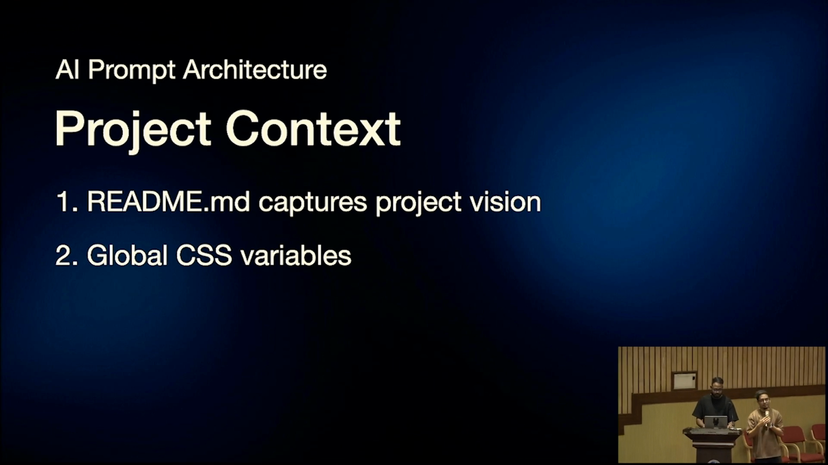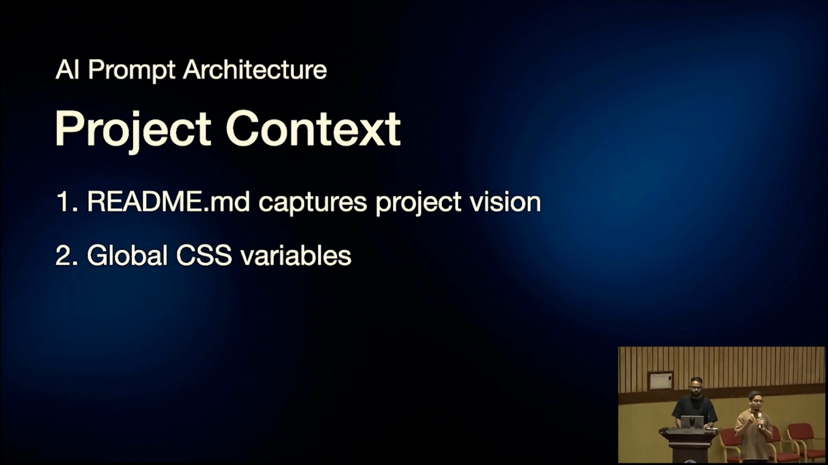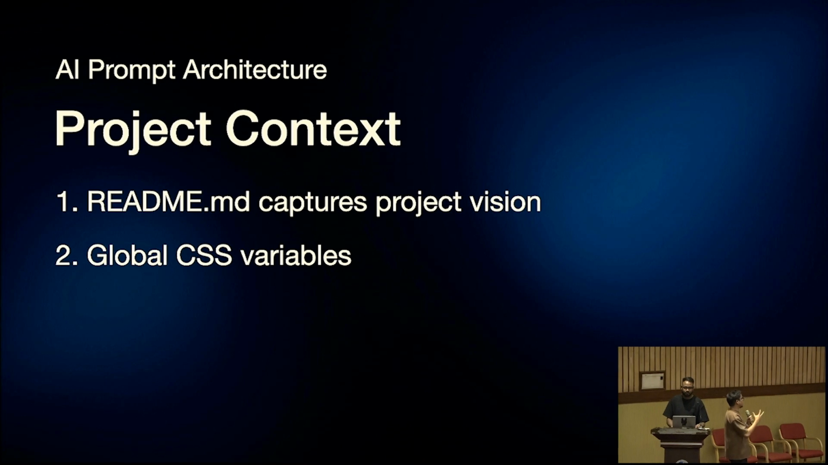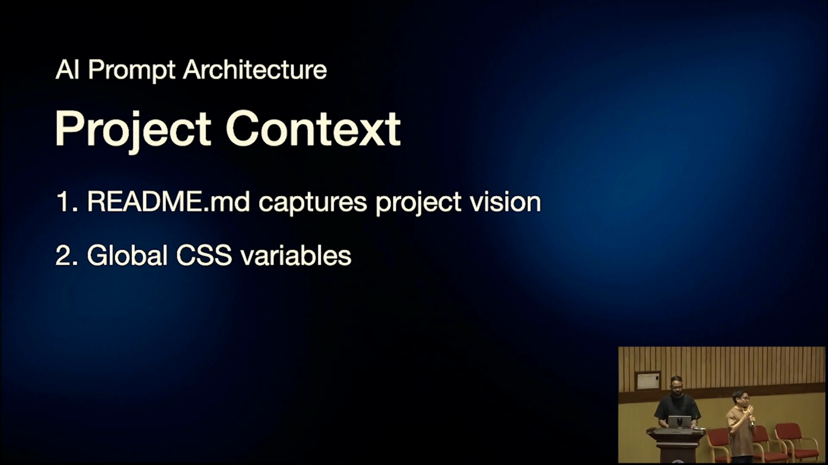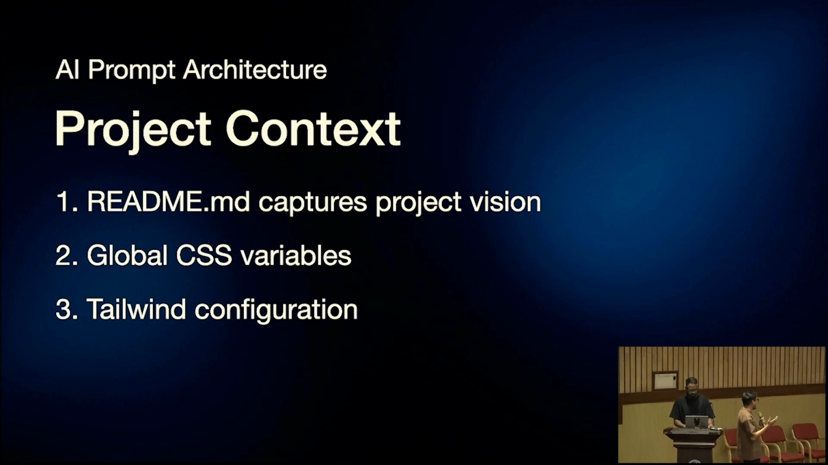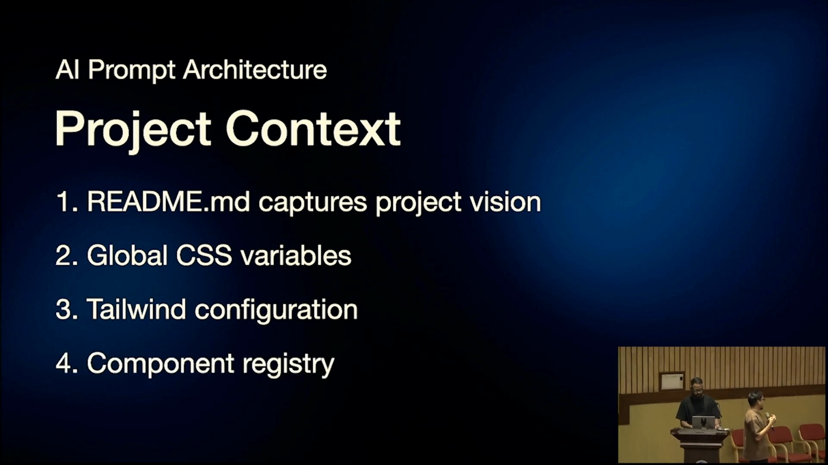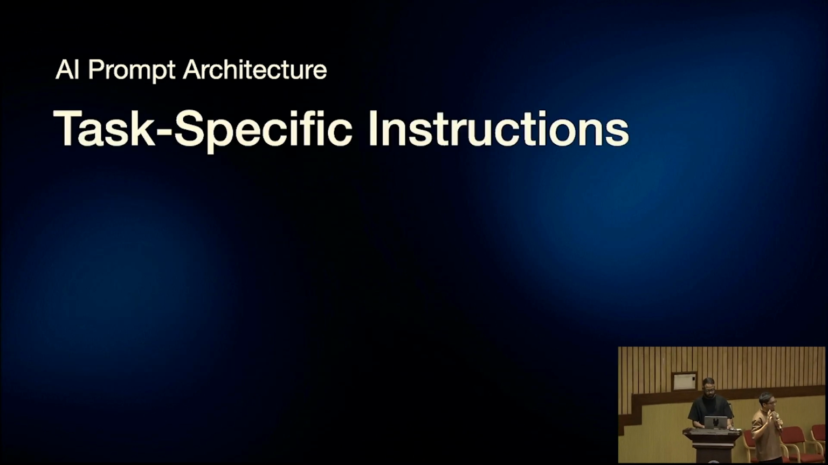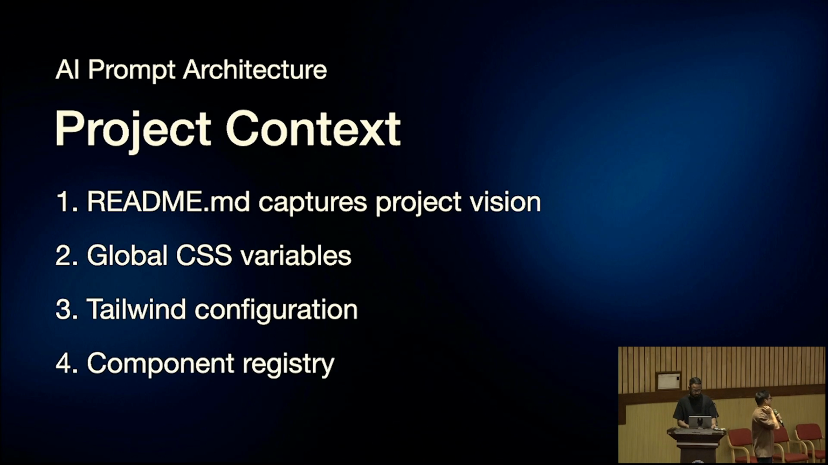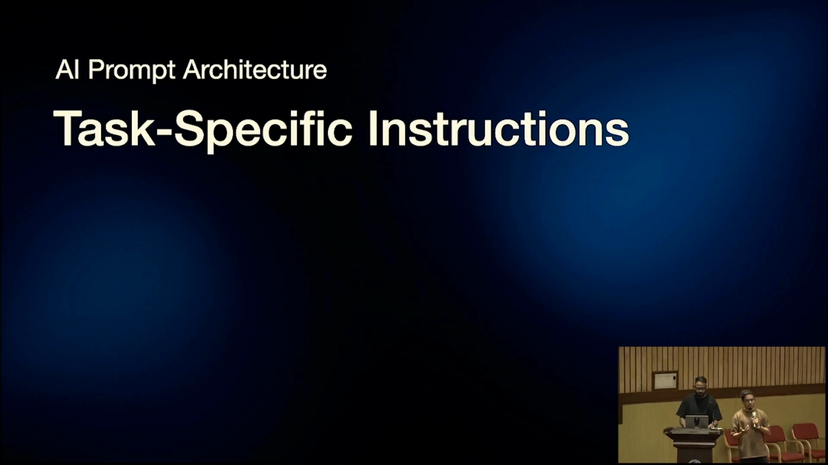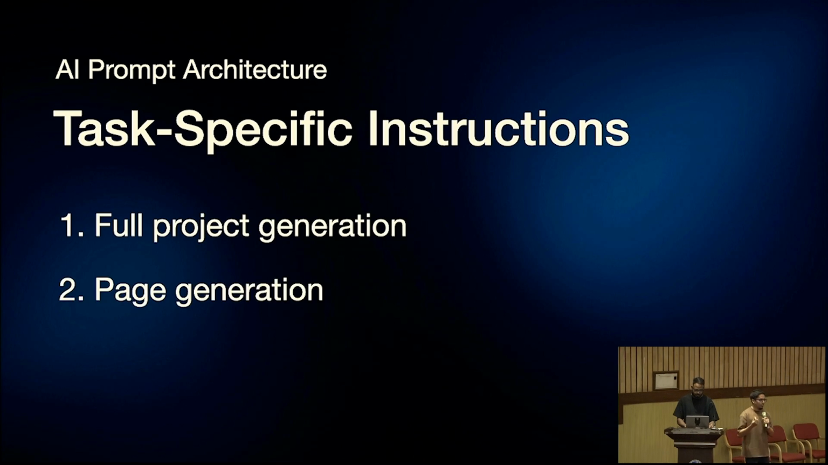So this goes for the second prompt when you generate a page. This takes the project context like README file, which is also generated in the first part. Then we have got global CSS variables, Tailwind config, and component registry. So for every subsequent request that we send to generate page, this whole page context goes in the request. And then we have task specific instruction. Do we want to generate full project page or maybe some quick edits?